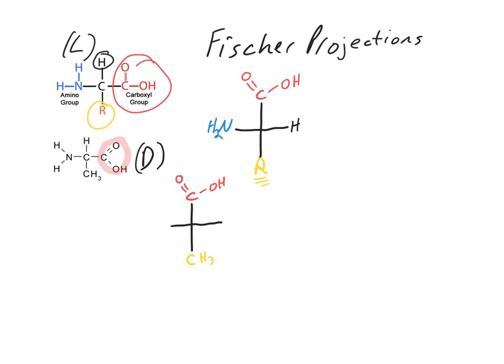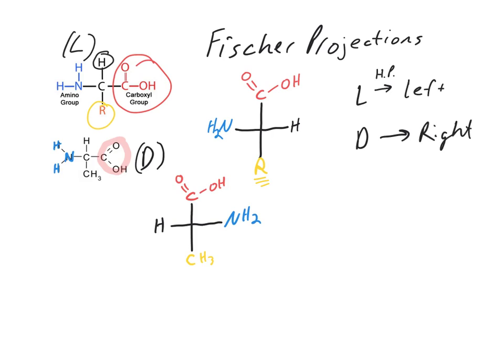All right, now, if we want a D, we want to put the highest priority, which in this case is the amine, on the right. And that means the hydrogen has to be on the left. All right, so what we're getting from this is that if it's L, the highest priority, so I'm going to write the highest priority, is going to be on the left. And if it's D, it's going to be on the right.